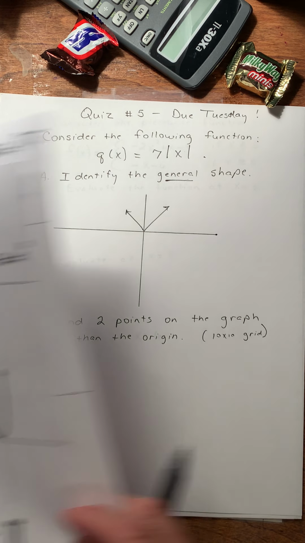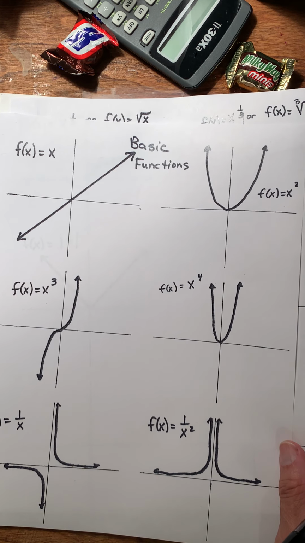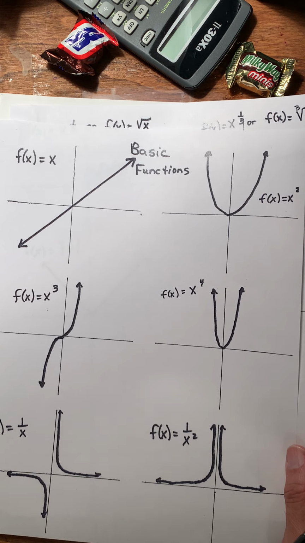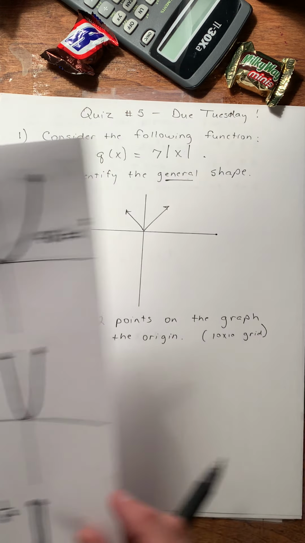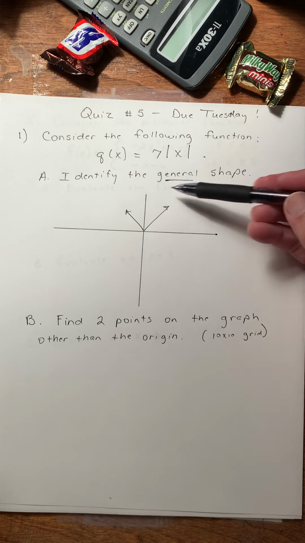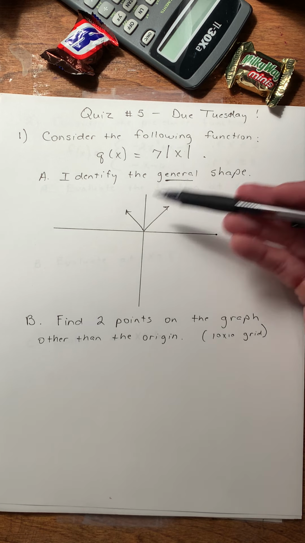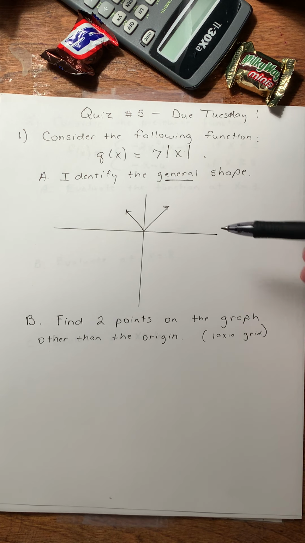I would have this handy. I would have this run off and have it handy for your exercises and your quiz and your test when that finally comes up. This is going to be very important. All right, so that's the first part, just the general shape. Hey, it's an upward pointing v.